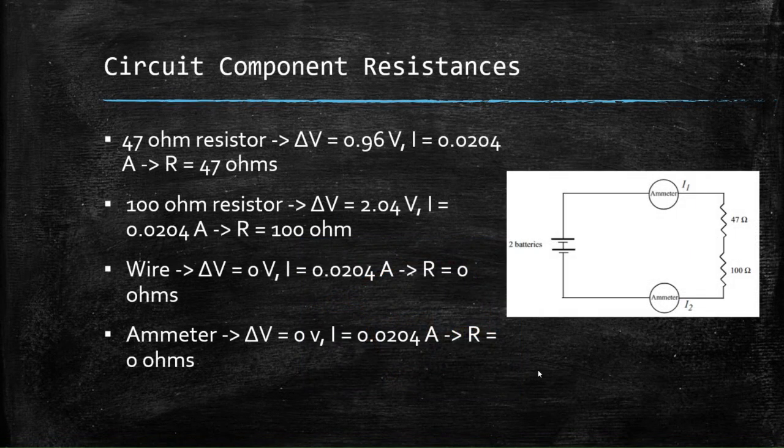And then here I just went through and calculated all the resistances for each component of the circuit using the potential differences that I found using the voltmeter earlier. You can see that for each one: 47, 100, 0, 0.